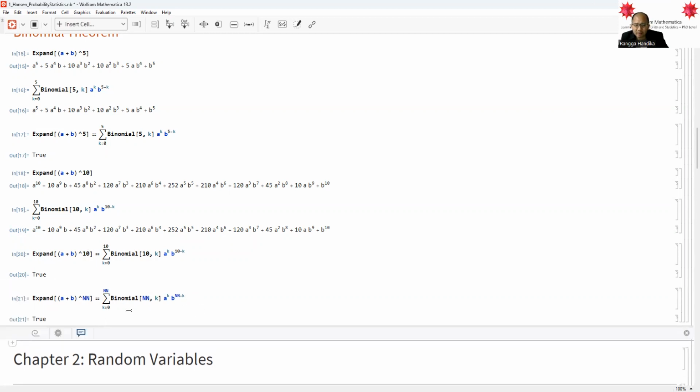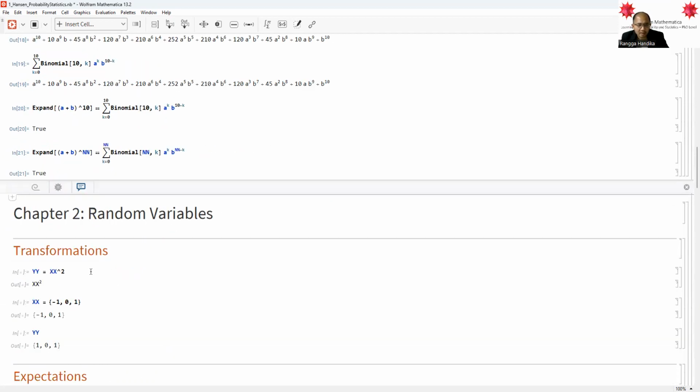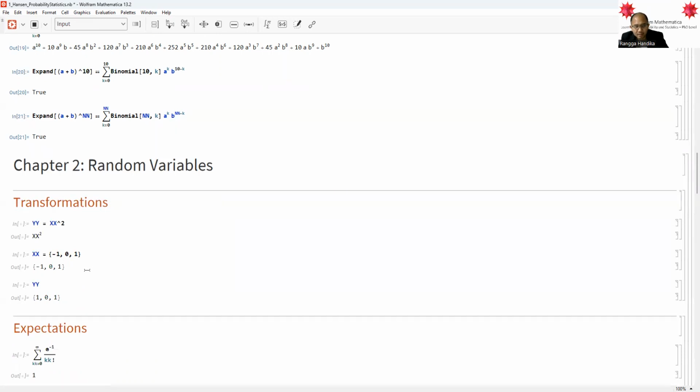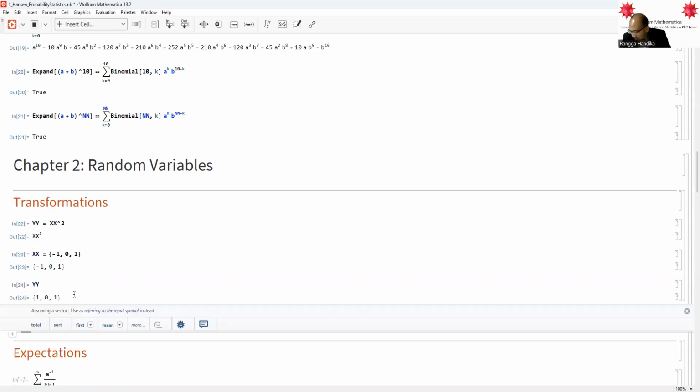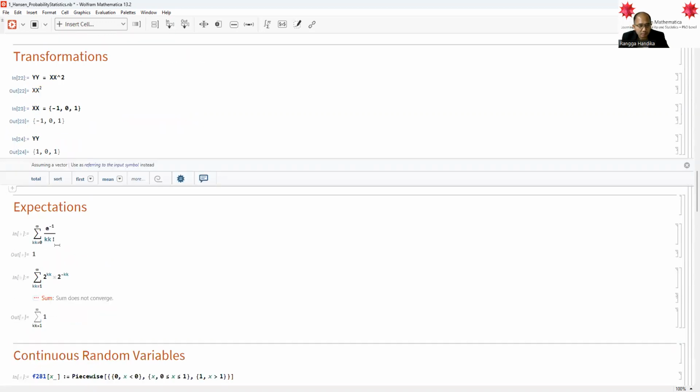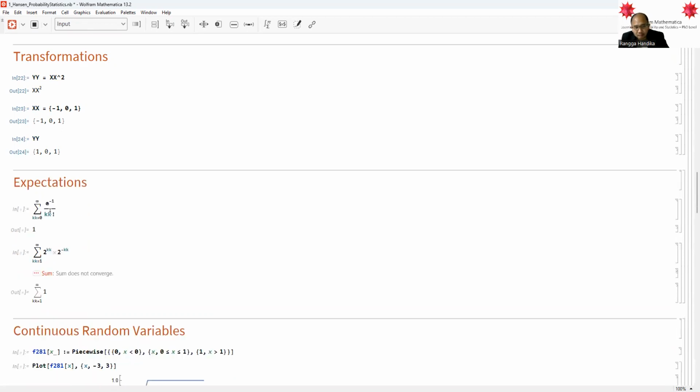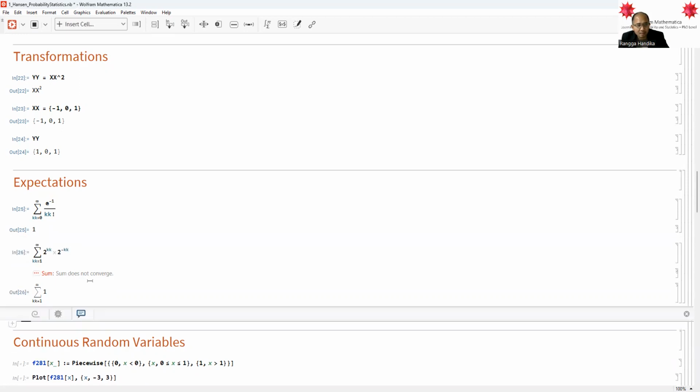So Wolfram Mathematica is pretty good at providing abstract or conceptual examples in a theorem or proof we want to do. And the second topic is random variables, transformations. For example, if Y is X squared, so X has three components, then Y will be either 1 or 0 here. So for the expectation, there is something a bit complicated here. This sigma from 0 to infinity is 1, but if we try to calculate this one, it does not converge. So there is a theory that some calculations might not converge.